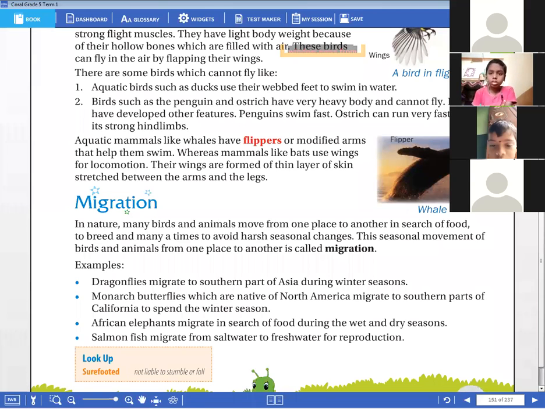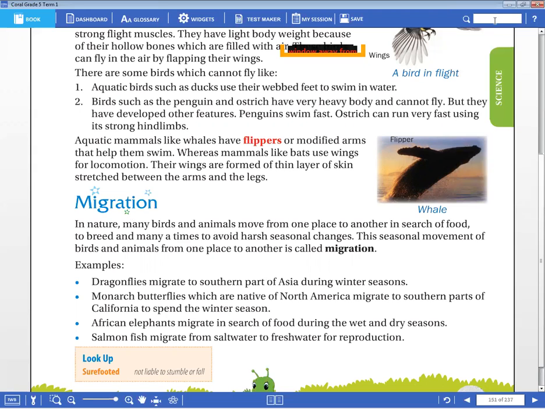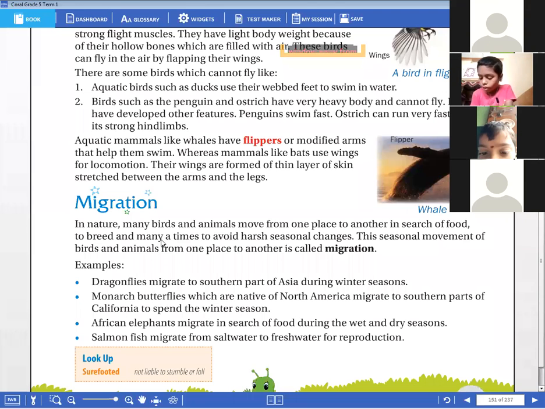Okay. Coming to the part of migration. M-I-G-R-A-T-I-O-N, migration. In nature, many birds and animals move from one place to another in search of food, to breed, and many a time to avoid harsh seasonal changes. This seasonal movement of birds and animals from one place to the other place is called migration.